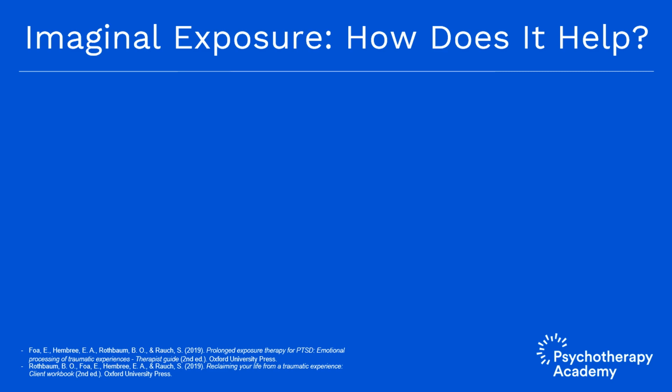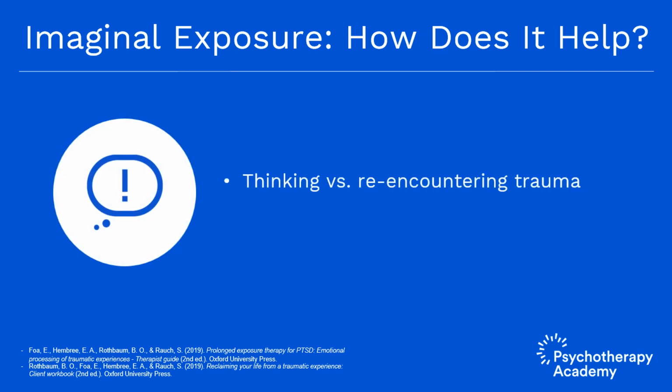Imaginal exposure will also help distinguish between thinking about the trauma and actually re-encountering it. Many survivors avoid anything that brings up feelings like those they felt at the time of the trauma. And if anything makes them feel that way, they feel like they're in danger. So for a lot of people, it really does almost feel dangerous to think about the trauma because it brings up those feelings. So we'll need to teach them to distinguish that thinking about it and even having those feelings is not dangerous. It's not re-encountering the trauma.